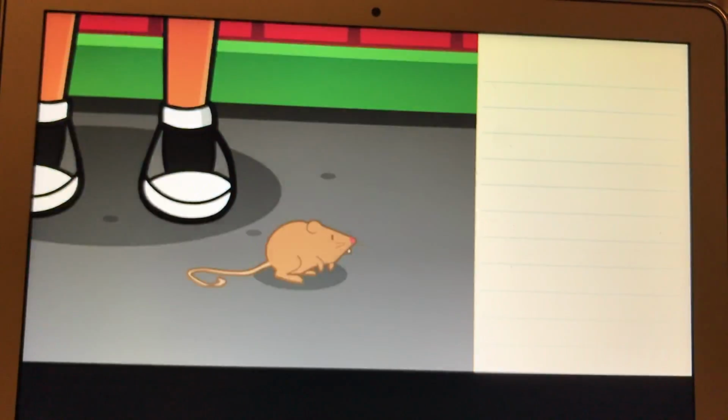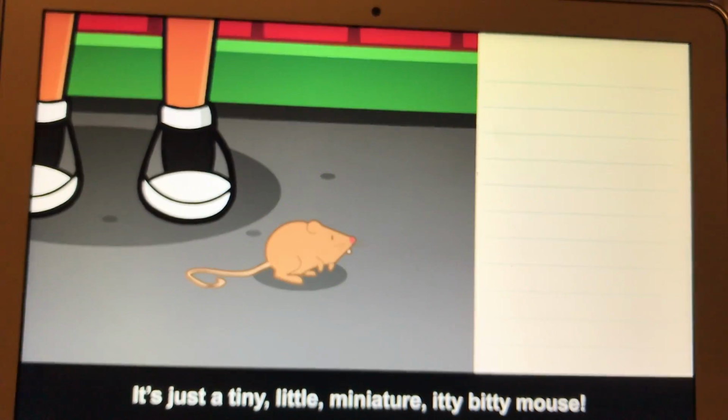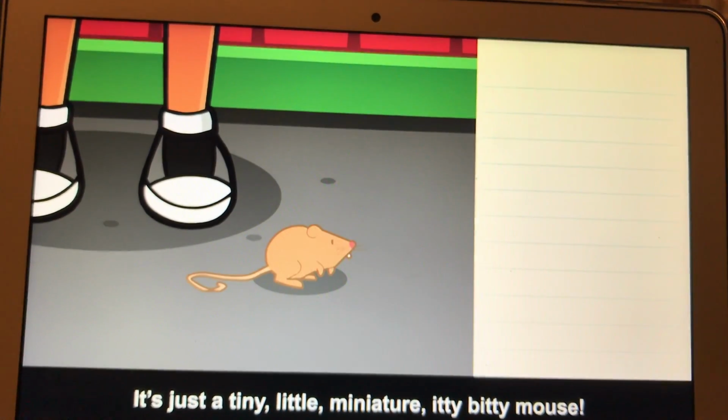Uh-oh. It's just a tiny little miniature itty-bitty mouse.